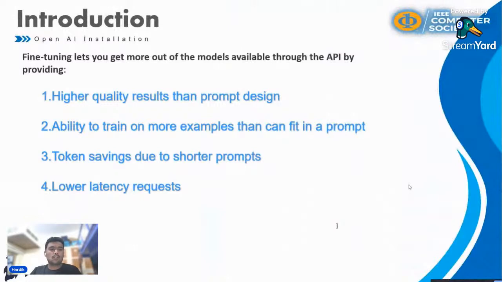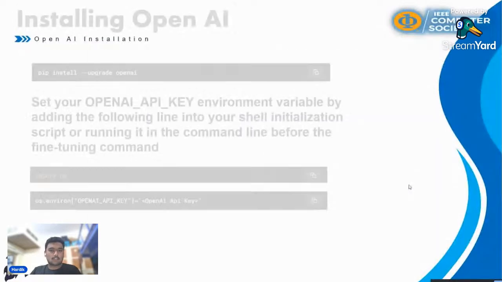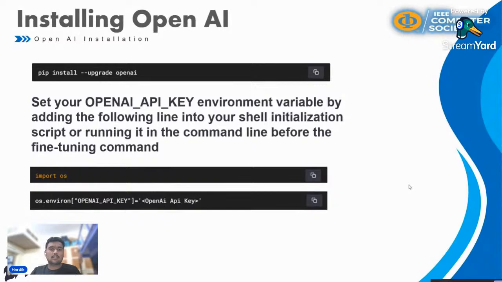You need to first install the OpenAI API. Fine tuning lets you get more from the models. It gives higher quality results than prompts you design, and the ability to train on more examples than can fit in a prompt. That's what I told you in the introduction. You can use either Google Colab or Jupyter Notebook or any other IDE that you have. First you need to run pip install openai, which is the installation of OpenAI.